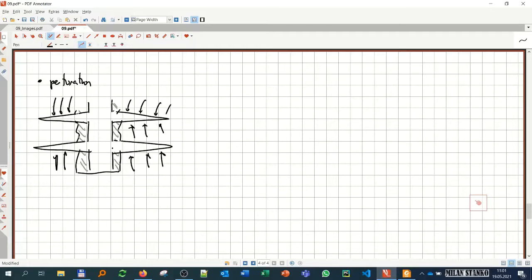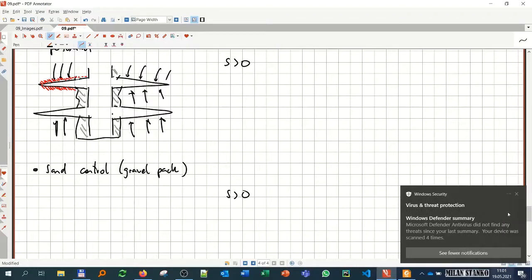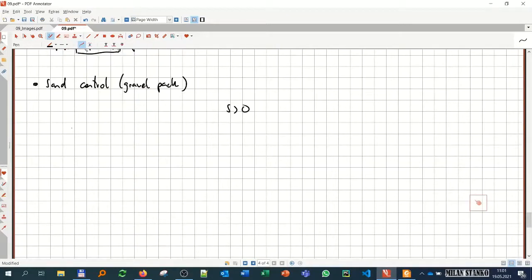Some damage can be caused to the formation because I'm sending a bullet through the formation, and then I can create some compaction of sand close to the perforation. In that case, I can also have a skin greater than 0. I can also have sand control. Here typically also skin greater than 0. And here typically I have, again, maybe my perforated wellbore.